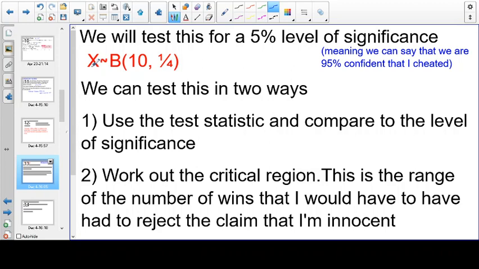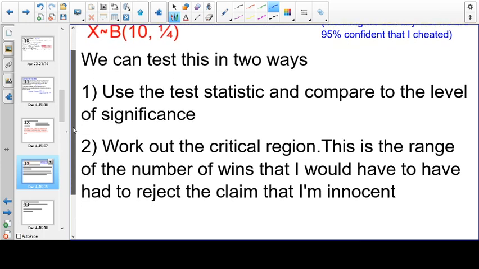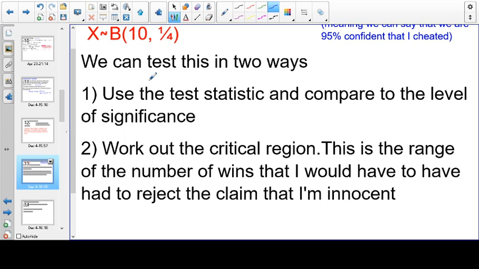Here is the binomial distribution information. So we've got the random variable, the number of wins, is distributed binomially with parameters: number of trials is 10 and the probability of success is 1/4. So we're going to work out our probabilities based on these numbers. Now we can do this in 2 ways. Depending on the question, there are 2 options for how we go about it.